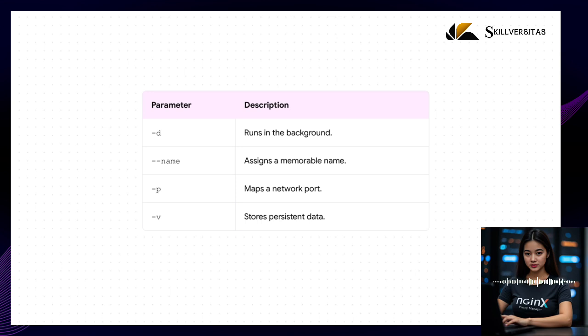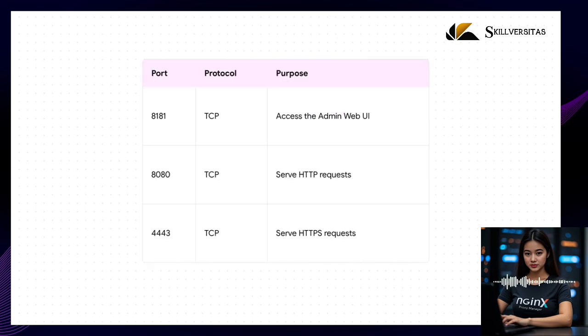That's for the volume. This is absolutely crucial. It tells Docker to save all your important configuration files in a folder on your actual computer, not inside the container. This means you can update or even delete the container, and all your settings will still be safe and sound.